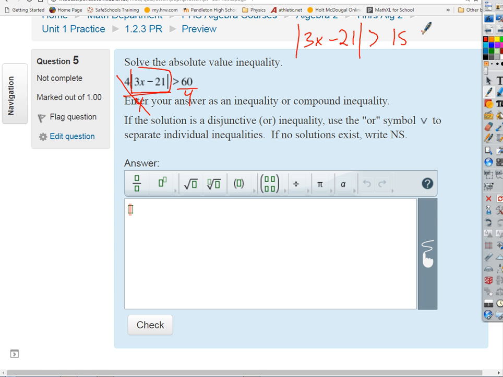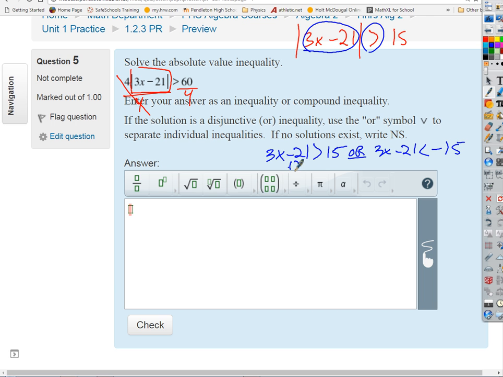So we've got an absolute value that's greater than a number, so this is going to become an OR compound inequality. We set whatever's inside the absolute value bars greater than the number, or less than the opposite of the number, so negative 15, and just solve both of those.